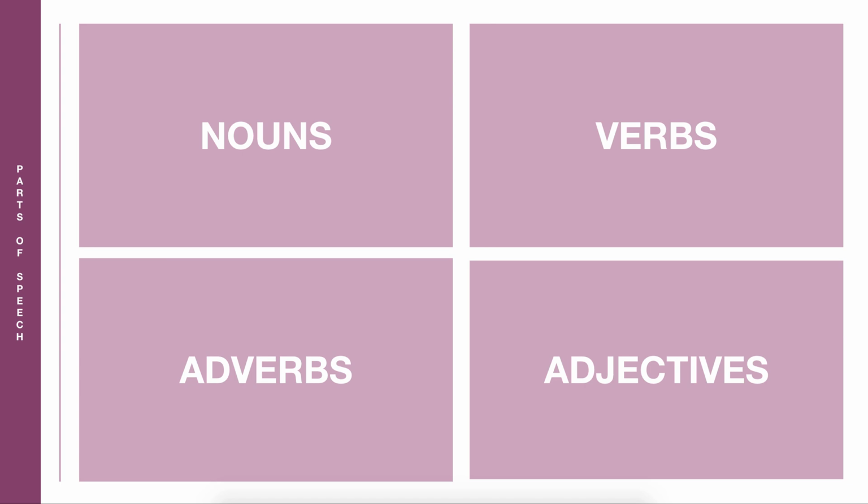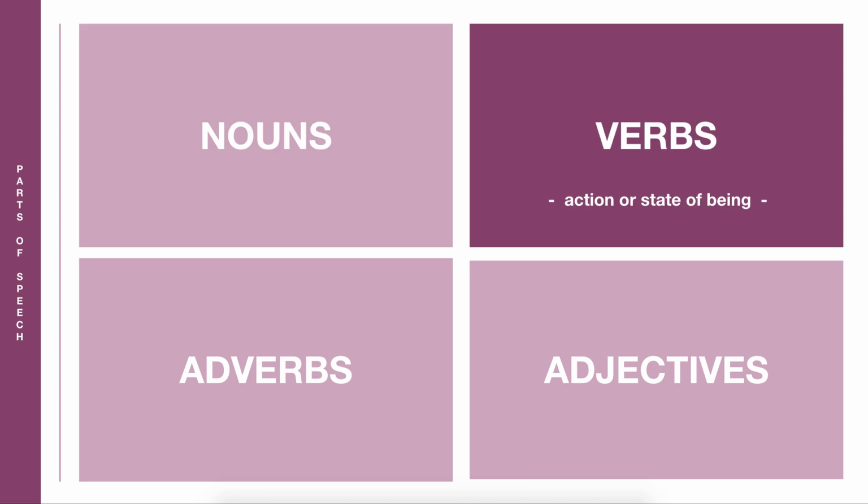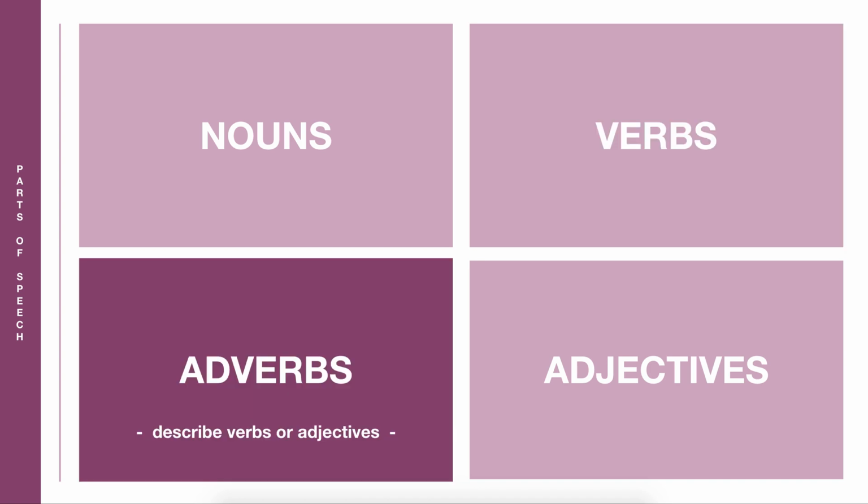First off, we have nouns. Nouns are words that describe a person, place, thing, or idea, so they are things that we can refer to in a sentence. Verbs are actions or states of being. And by state of being, what I mean is sometimes we use verbs to show that something is simply existing, even if it isn't doing something, it still exists. And so we're going to use a verb to describe that existence, which is what I mean when I say state of being.